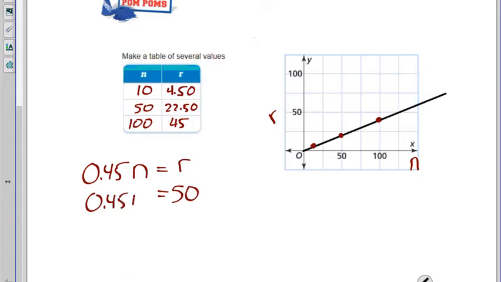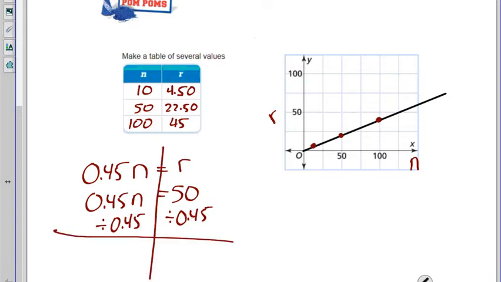And then I can use my old friend algebra to find out the number of pom-poms I need to sell. So I could undo times 45 hundredths by dividing by 45 hundredths. That can be done as long as I do it to both sides of my equation. And what I'm going to get is n equals, let's do some side math, 50 divided by 45 hundredths. Uh-oh, the divisor has a decimal. I need to figure that out. I'll make it 100 times bigger as long as I do this, 100 times bigger. And then I continue on as normal.